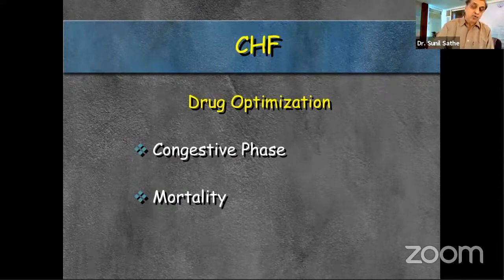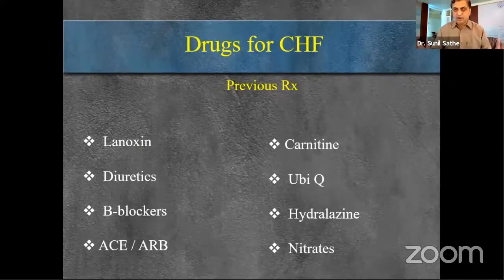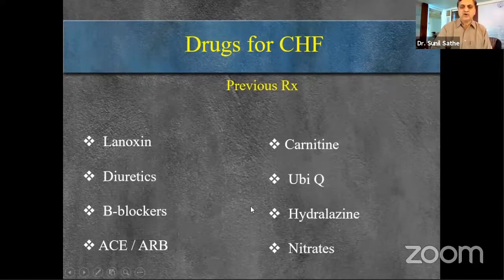Now, 2 to 3 or 4 years ago, this was the list of drugs given to patients in general across the board. Of course, plus minus here and there: digoxin, diuretics, beta blockers, ACE inhibitors, ARBs, L-carnitine, ubiquinone, hydralazine, nitrates. Some for symptoms, some as empirical drugs. This was the actual prescription of physicians and cardiologists before the advent of two drugs.